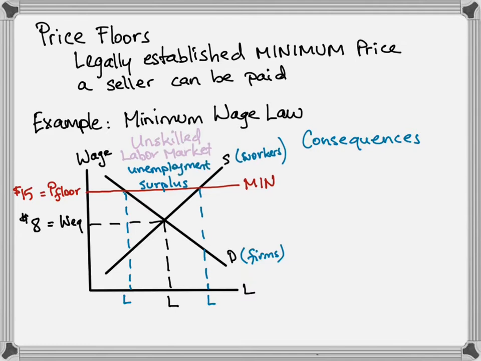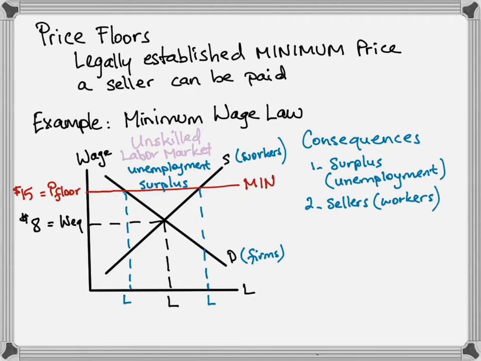So the first consequence when we look at this picture is a surplus in this market. And of course, when we're talking about the labor market, that surplus will be unemployment. Let's see who wins and who loses as a result of the minimum wage law. Let's take a look at the sellers, the workers. Workers are selling their labor services. Let's give some easy numbers. Let's say at the equilibrium we have 100 workers hired at the equilibrium price, but as a result of the minimum wage law, some workers will be unemployed and only 50 workers will be hired.